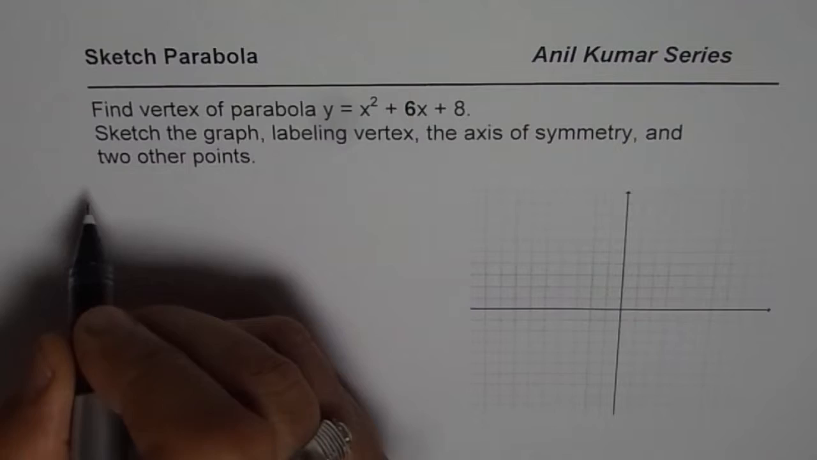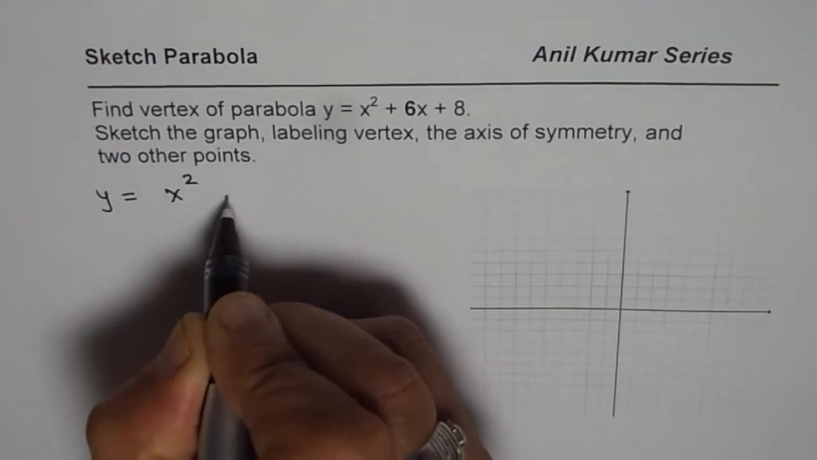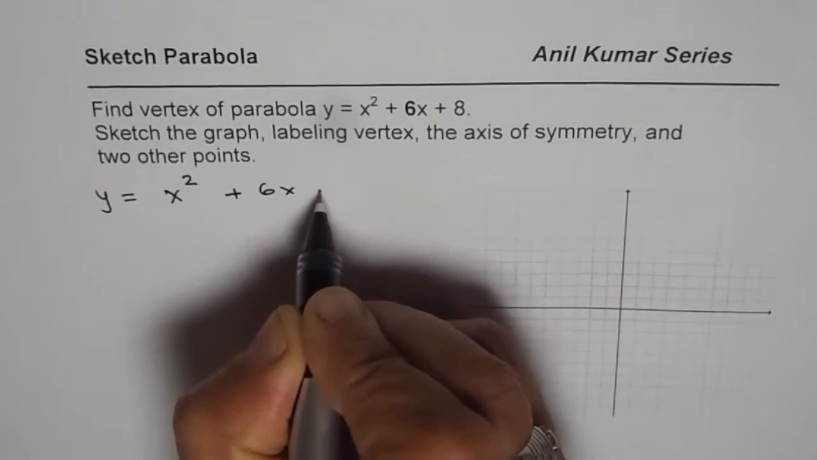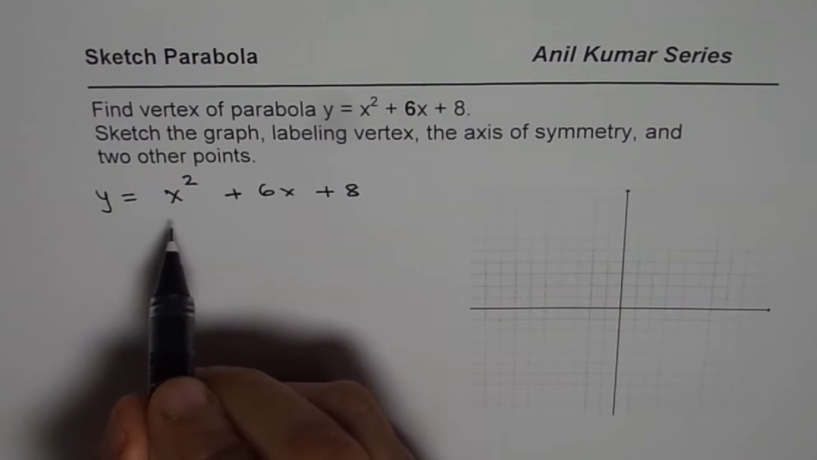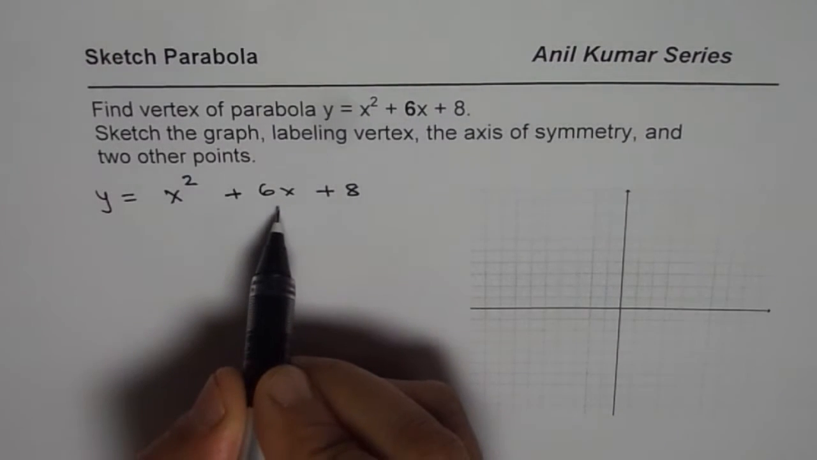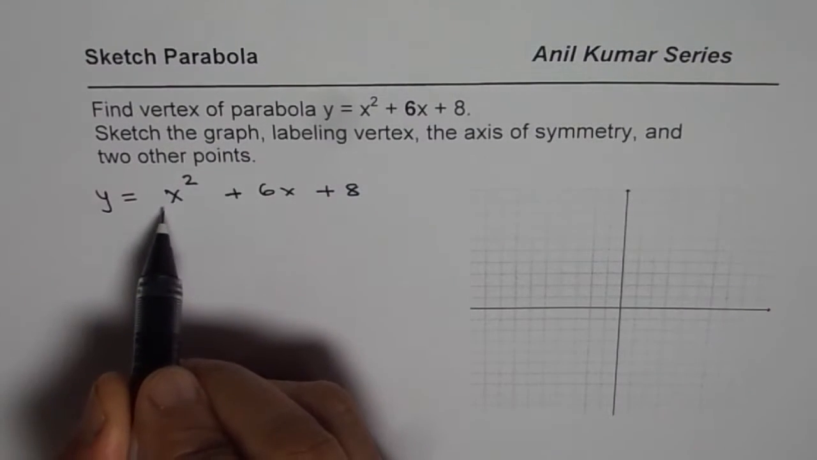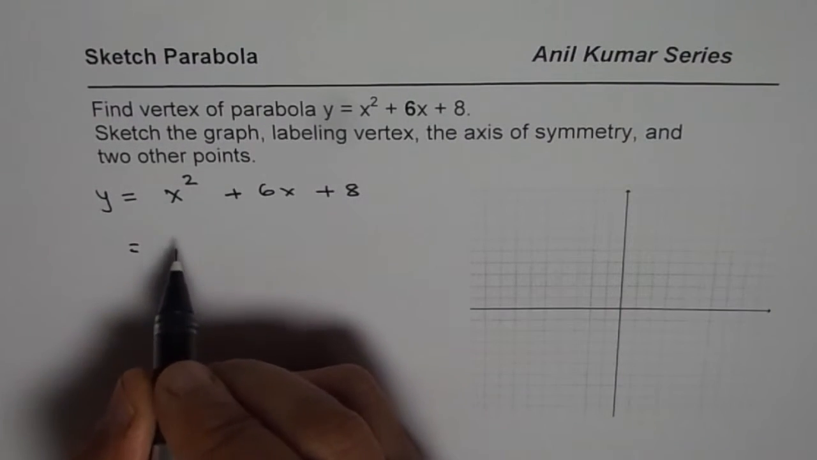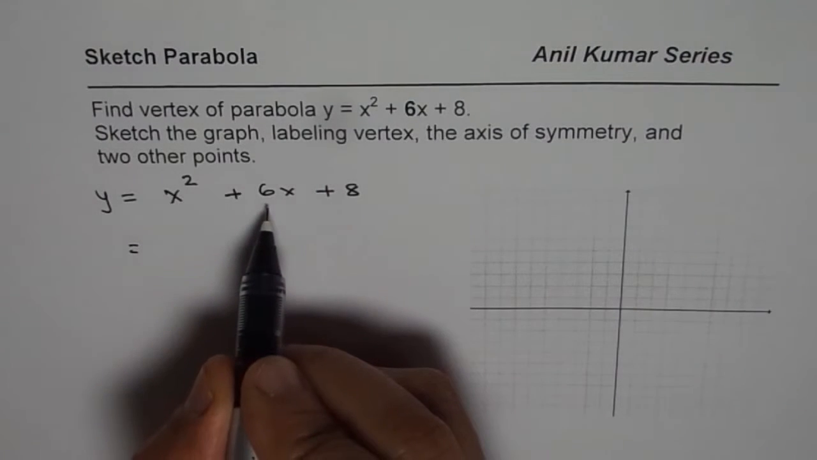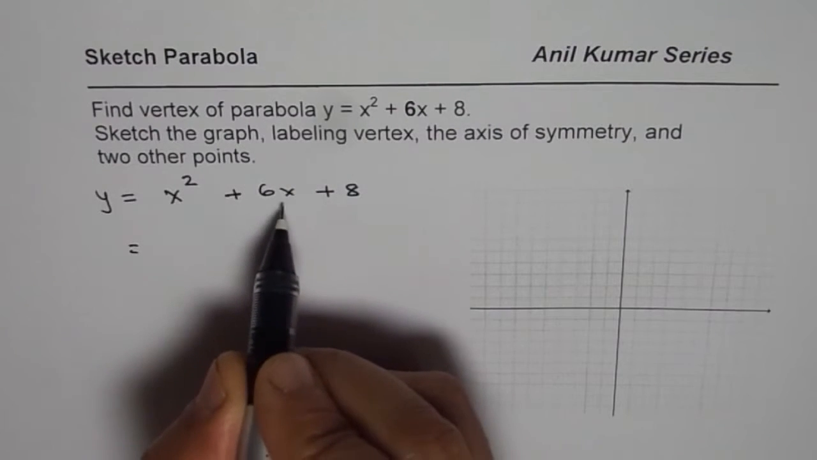So let's begin by writing the equation itself, which is y equals x squared plus 6x plus 8. The first step always is to work with the first two terms of this quadratic equation. Keep that constant away. Here the coefficient is 1, so we do not have to factor any number. The next step is we find half of the coefficient of x, then add and subtract its square.